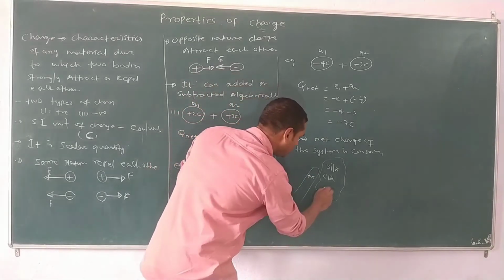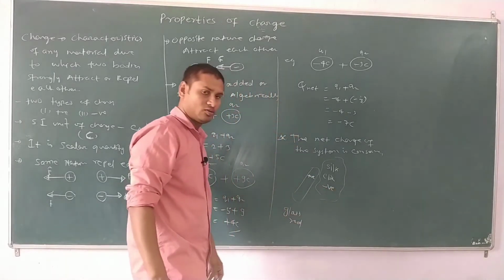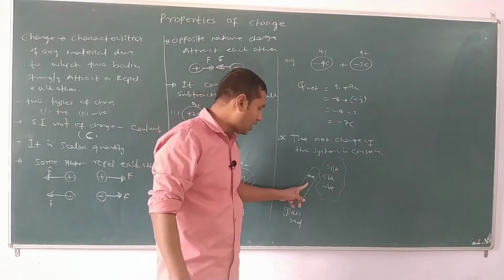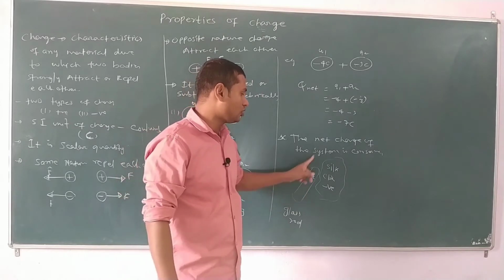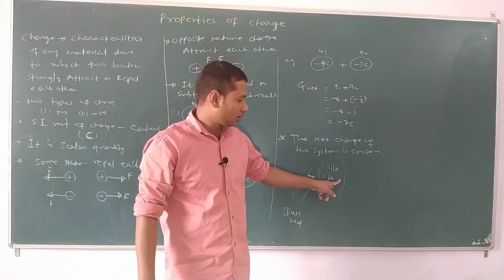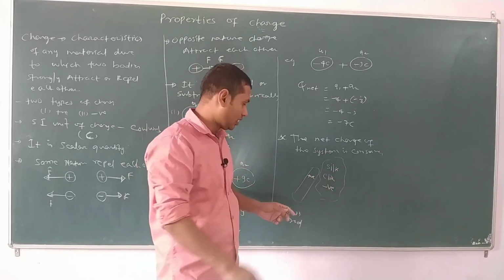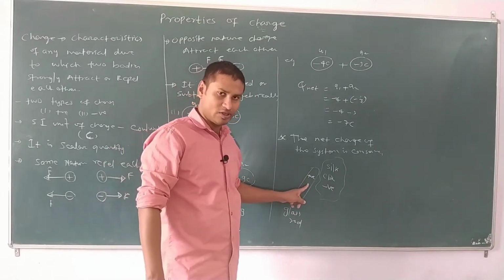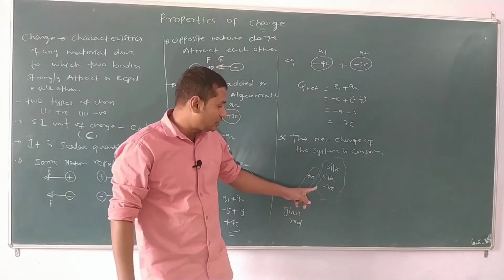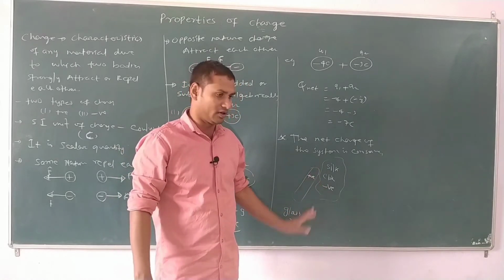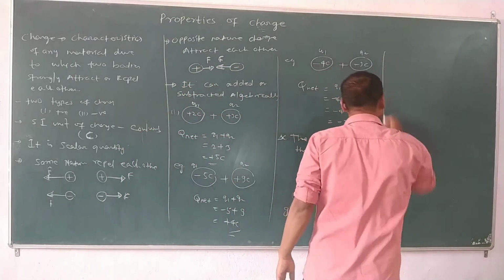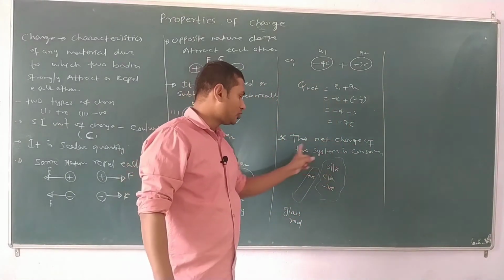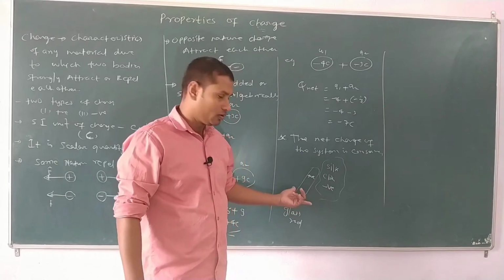Whereas the silk cloth acquires a negative charge. How is it possible? Because the glass rod loses some electrons and the silk cloth gains some electrons after rubbing. That's why, after losing the electrons, the glass rod becomes positively charged, whereas the silk cloth becomes negatively charged by gaining electrons. You see here, suppose before rubbing, the net charge of the whole system is 0.